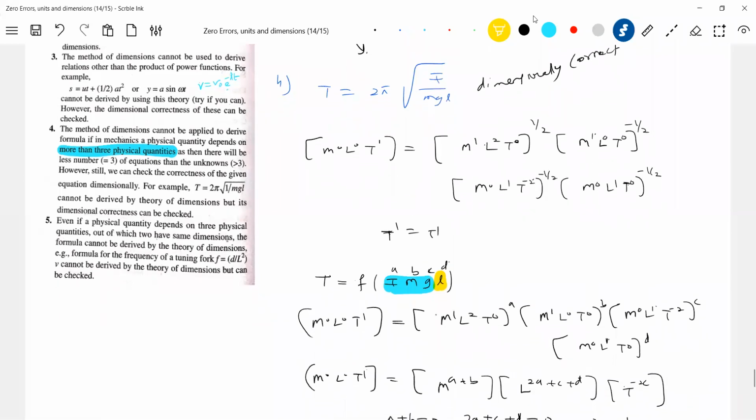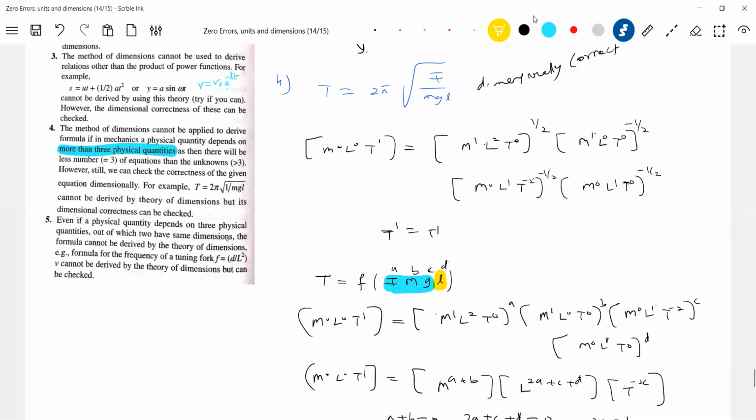Okay, the last one. Even if a physical quantity depends on three physical quantities, out of which two have the same dimensions, the formula cannot be derived by the theory of dimensions. I think this is correct, no?